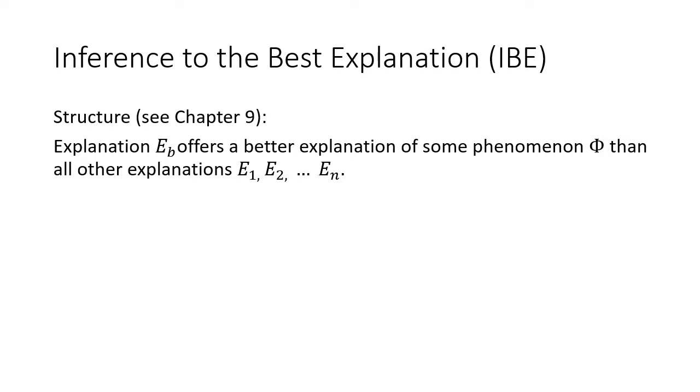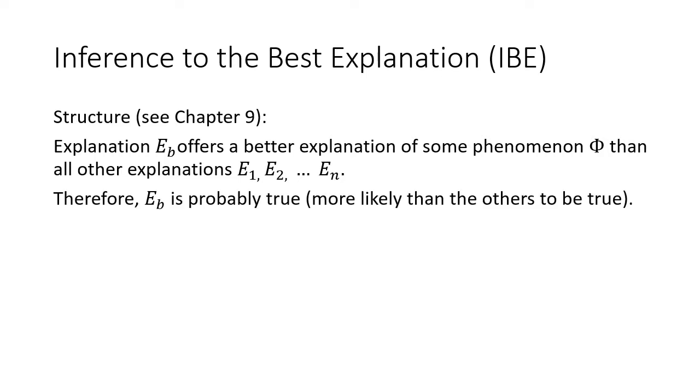And if you have some reason to believe that one of these explanations is better than its competitors, than all other explanations, then we infer through this inference that that explanation, the best explanation, E sub B, B for best, is probably true, or at the very least more likely than others to be true. And evaluation of this is difficult.